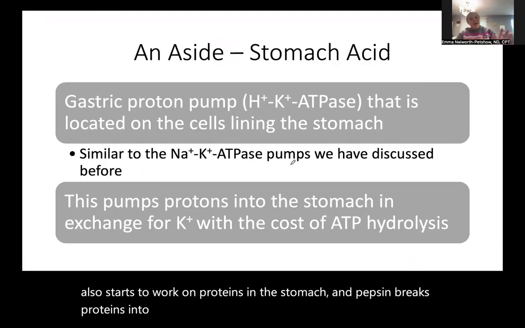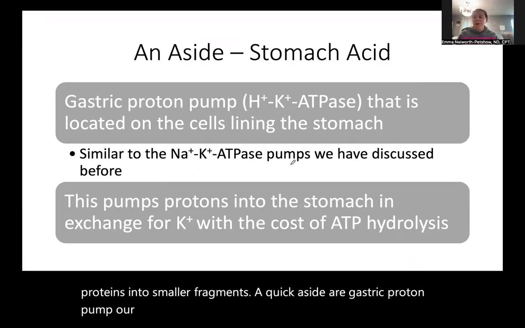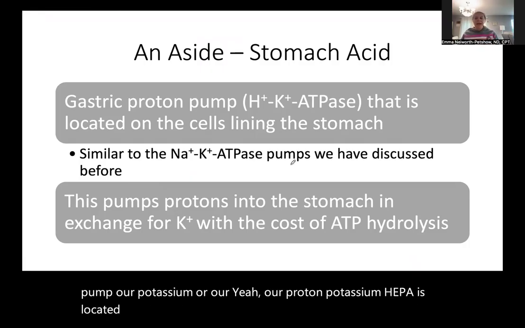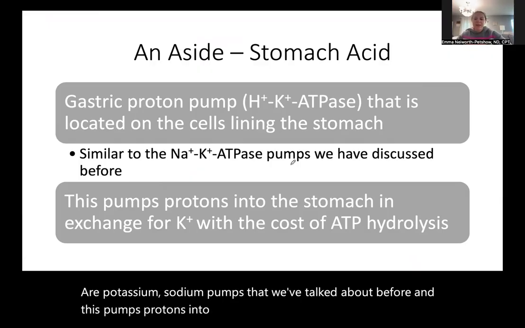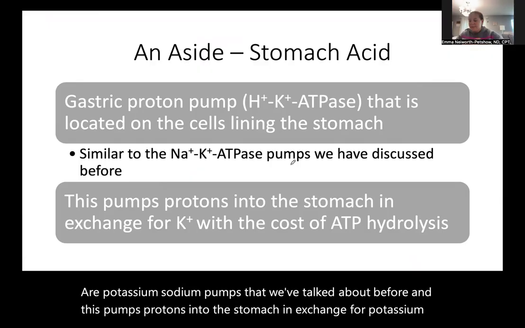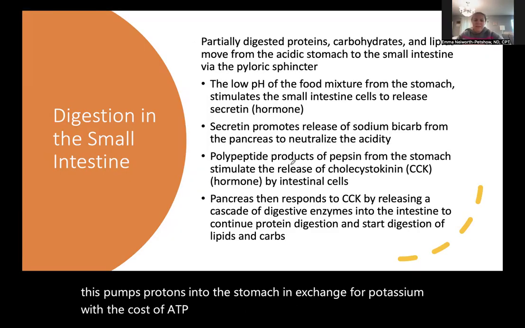A quick aside: our gastric proton pump, our proton-potassium ATPase, is located on the cells lining the stomach, and it's very similar, if not just like, our potassium-sodium pumps that we've talked about before. And this pumps protons into the stomach in exchange for potassium with the cost of ATP breakdown, ATP hydrolysis.